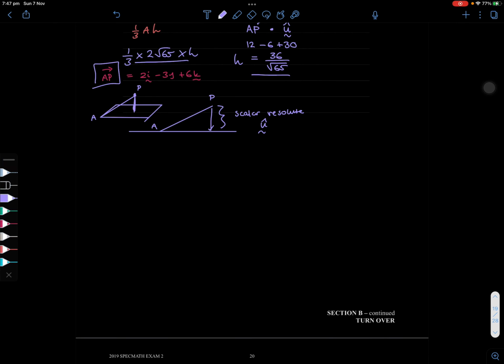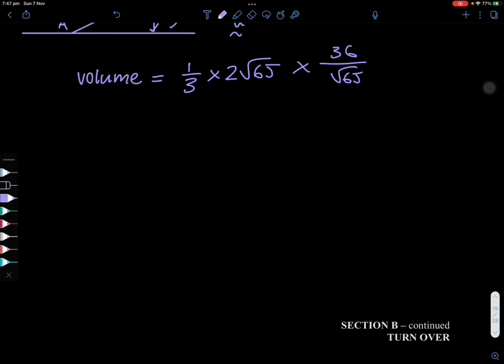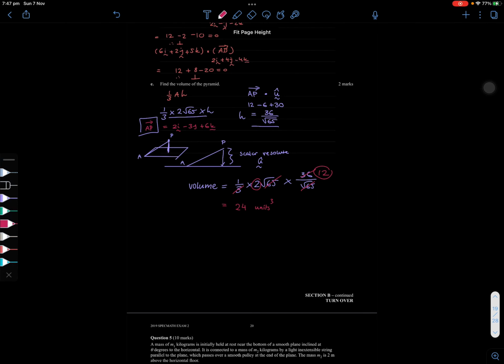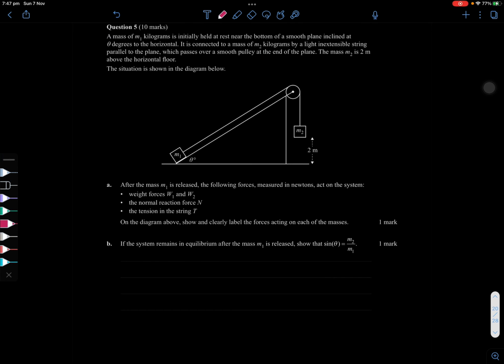So now that we have that, all we need to do is sub that back into our equation. So volume is equal to 1/3 times 2 root 65 times 36 on root 65. Now, these cancel, and you're left with, what else cancels? This cancels with this, and that becomes a 12. So the only thing you're left with is a 12 and a 2, which leaves you with 24. So that leaves you with 24 units cubed. Okay, that was rough.